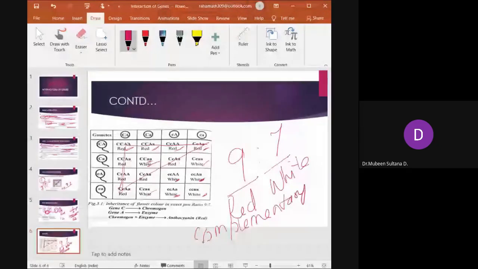Do you understand what a complementary gene is? Yes, ma'am. Are all of you clear with this? See, one is dihybrid cross, monohybrid cross. That is the basics. The other is how the genes interact with each other. So you have the complementary gene, the supplementary gene, the lethal gene, and the inhibitory gene. Today's class we have done the complementary gene.